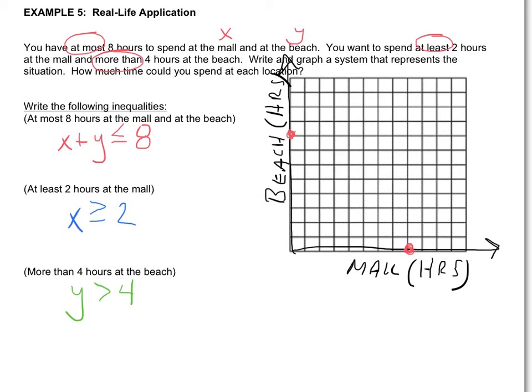So we can connect this with a nice solid line because it says or equal to. And you can also notice that we are less than that. So I'm going to pick a point. So what if I spend 0 and 0? That works. That tells me that I'm going to shade downward. Okay? Then I move on to the second one.